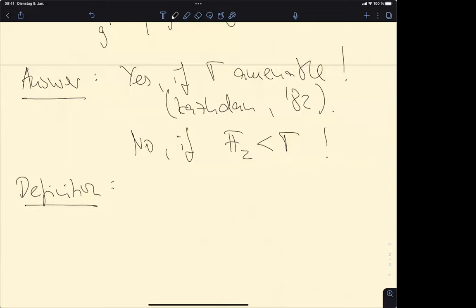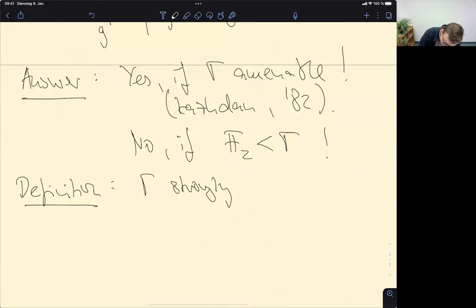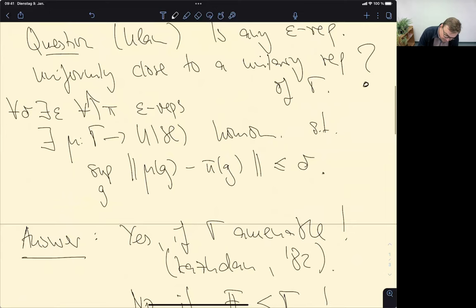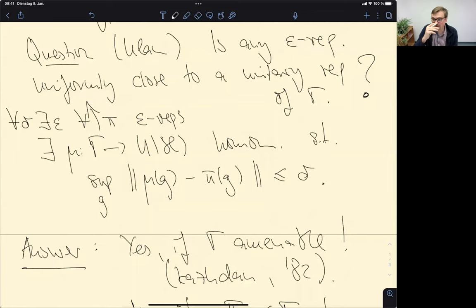All right. So following Alex's suggestion, we make a definition. We call gamma strongly Ulam stable by definition if the answer is yes. So it's strongly Ulam stable whenever it's true that any epsilon representation is close to an actual representation uniformly, right? So the only way to construct an epsilon representation would be to take a representation and make some uniform perturbation. That's always possible, so these are the cheap ones to get. And the question is, are there only these obvious ones?